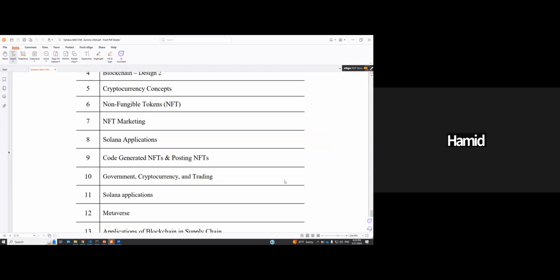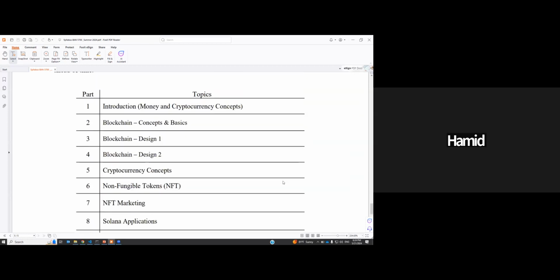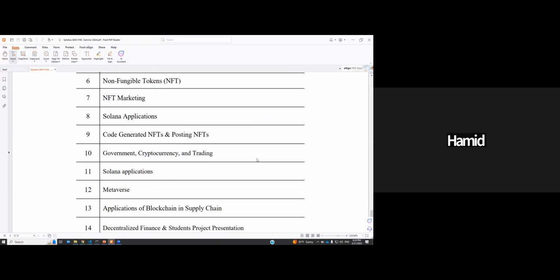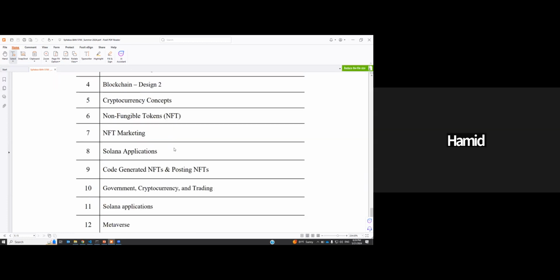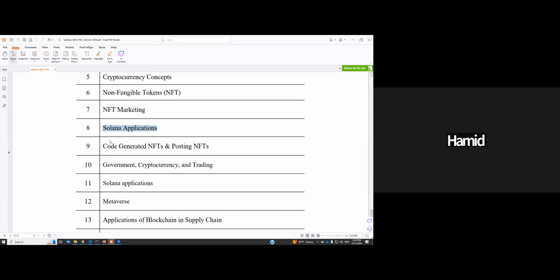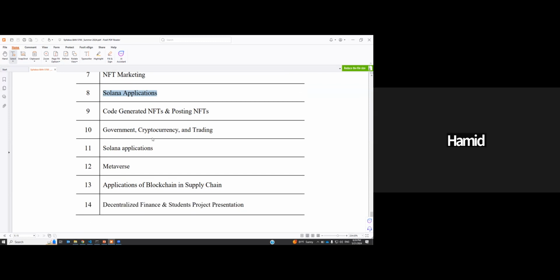Okay, we have 14 main topics. Depending on your background knowledge and the feedback that I get from you, I might extend or reduce some topics. But generally speaking, we have 14 major topics. So we start from introduction, basics and concepts of blockchain design, cryptocurrency, NFT, some Solana applications. This is a blockchain platform that I'm interested in. I might exchange Solana with Ethereum because it's more prevalent. Metaverse, application of blockchain in supply chain, and decentralized finance.